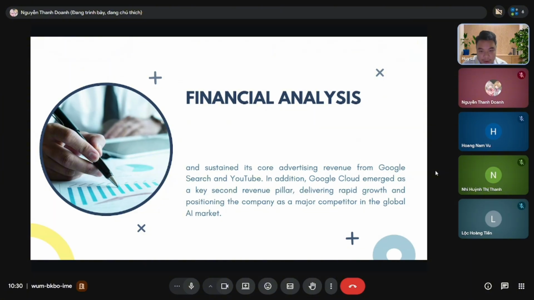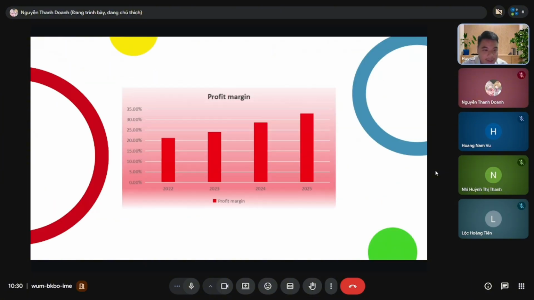And after that table, we're gonna have another table. Here we have a bar chart which shows the profit margin, which, the same as the line chart before, tends to rise from 2022 to 2025. And what does that mean?